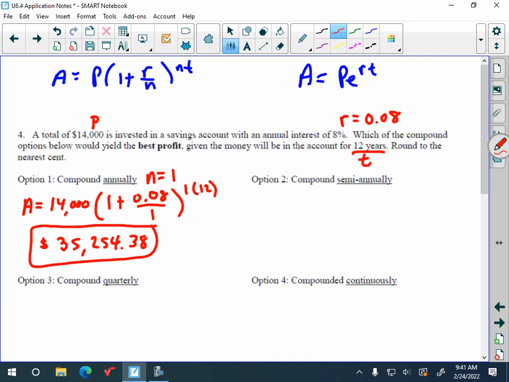All right, option 2, semi-annually. So that means n equals 2. Again, plug the numbers into the correct location, same formula. Solving for A again, 14,000 times 1 plus r, 0.08, divided by 2 this time, raised to the 2 times 12. So 2 times 12 is going to be 24, so our exponent's 24 now.